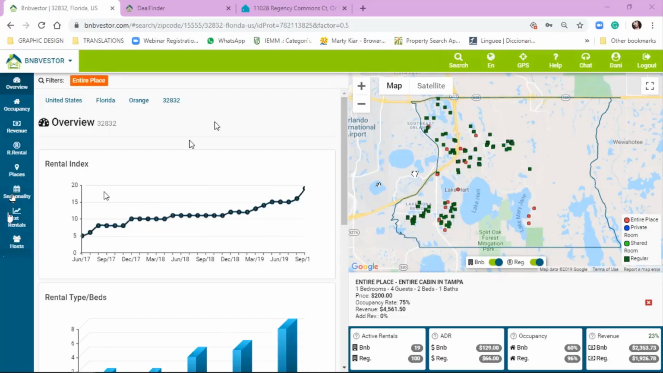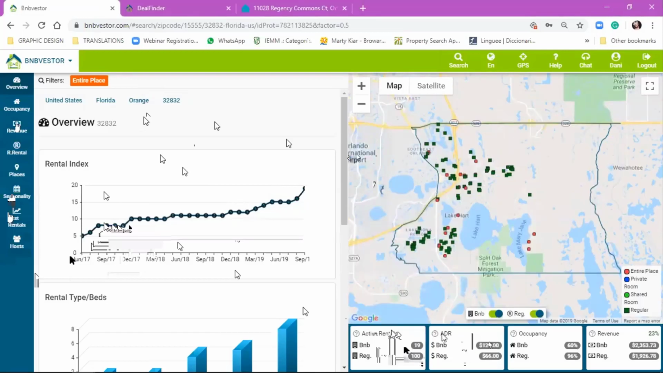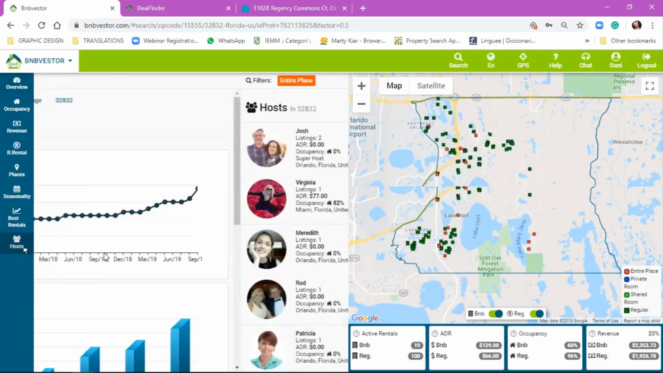Okay, so I got this zip code that you wanted to analyze. You can see that we have active rentals for B&B listings: we have 19, and for regular rentals, we have 100. For B&B, the ADR is $129, occupancy is 60%, and revenue is 2,353, with an additional revenue of 23%. Now let's take a look at our host.